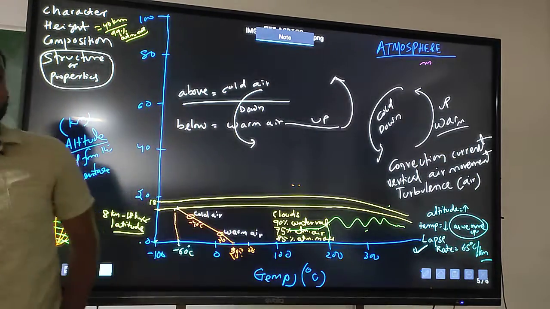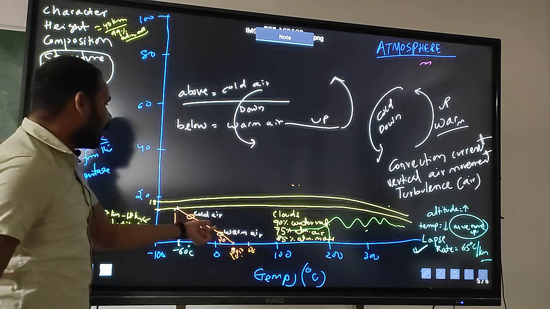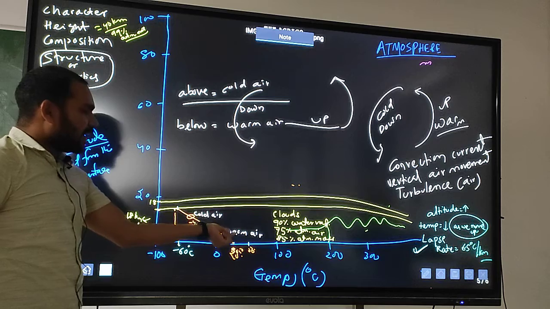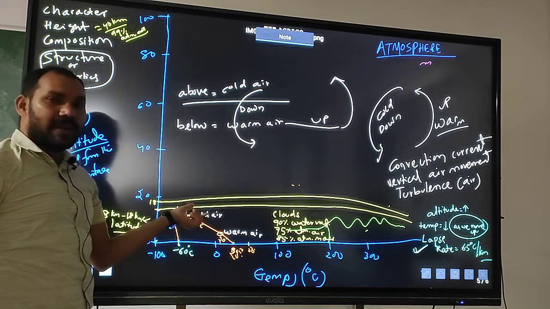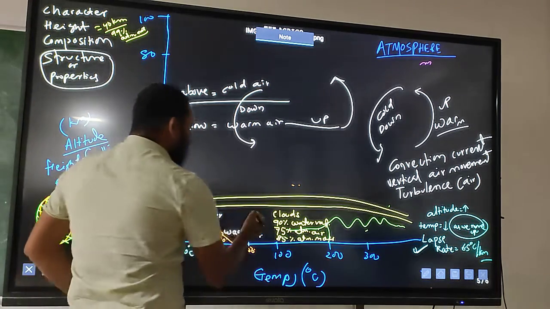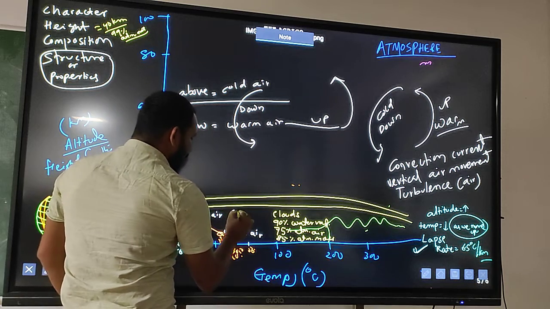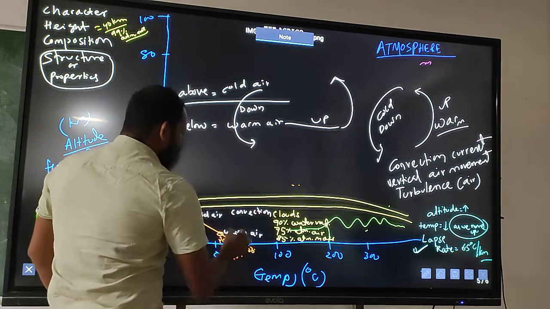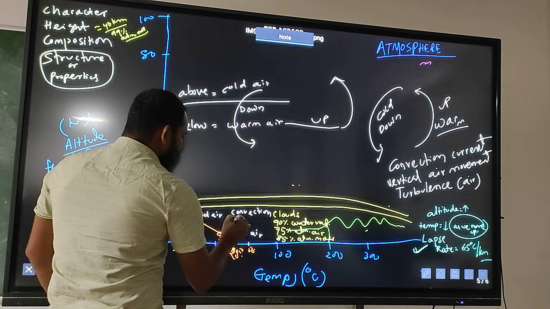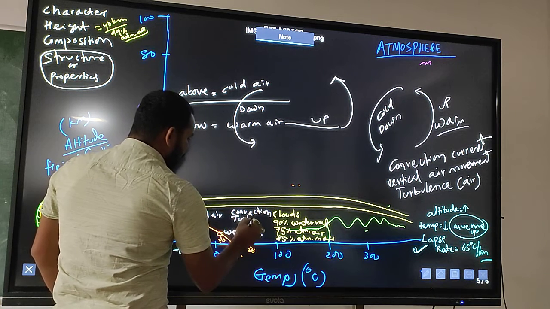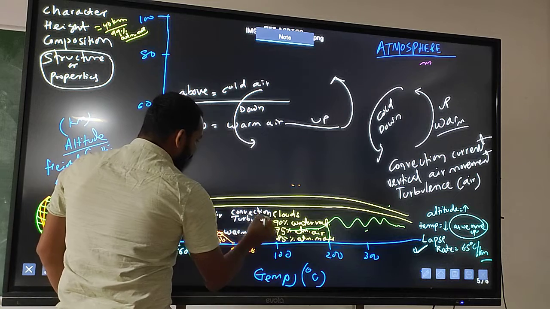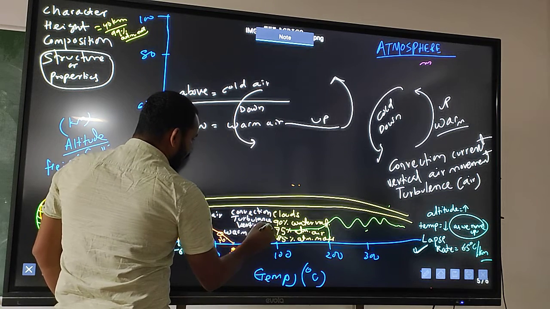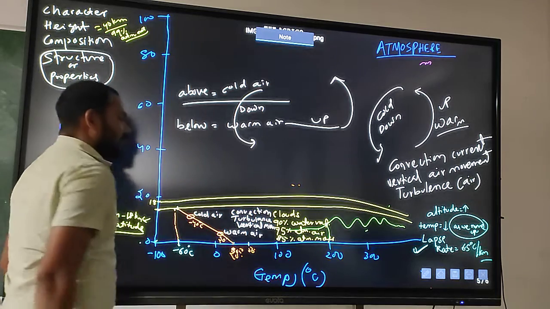So you have to remember these things: as the temperature is decreasing, warm air is present below and cold air is present above. So there is a chance of convection currents. So I can say turbulence is there. Vertical movement of the air will be there.